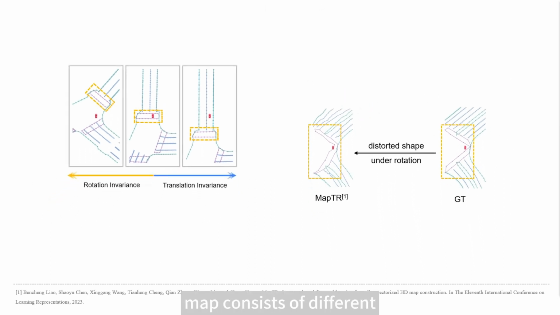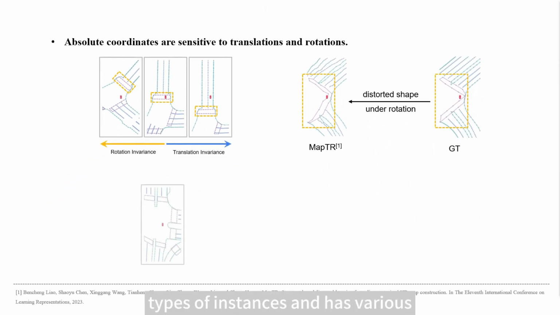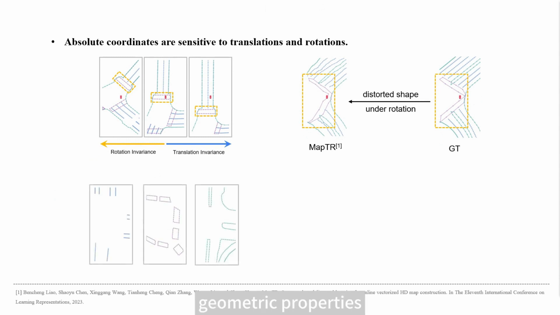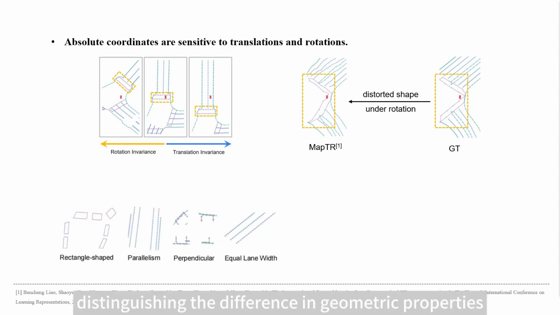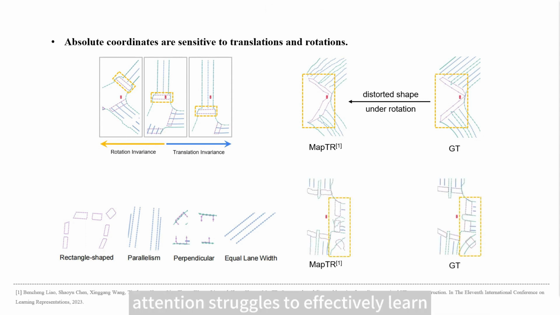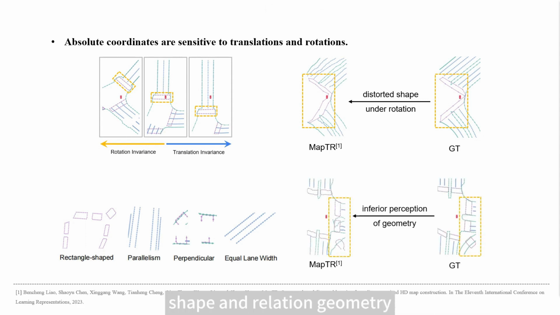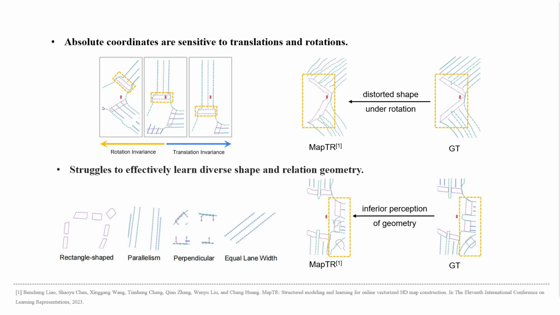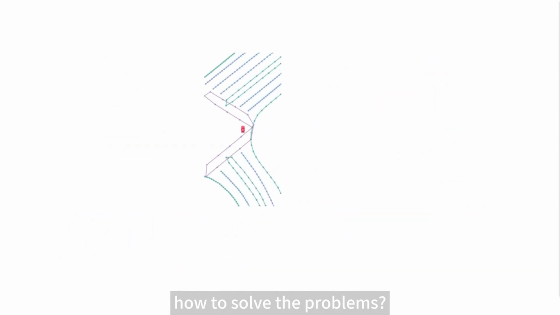Moreover, the HD map consists of different types of instances and has various geometric properties. Without distinguishing the difference in geometric properties, vanilla point-centered attention struggles to effectively learn shape and relation geometry, as shown in the figure. How to solve the problems?